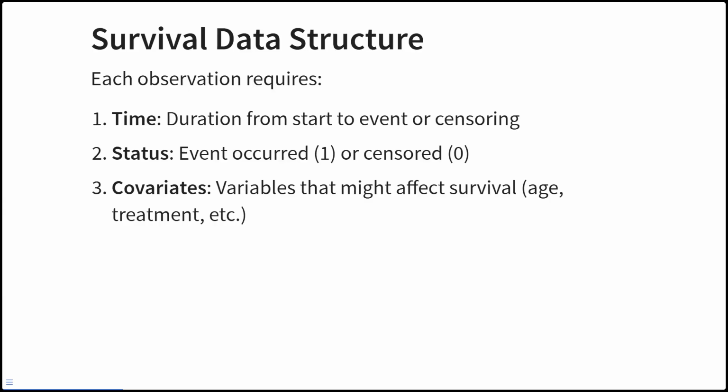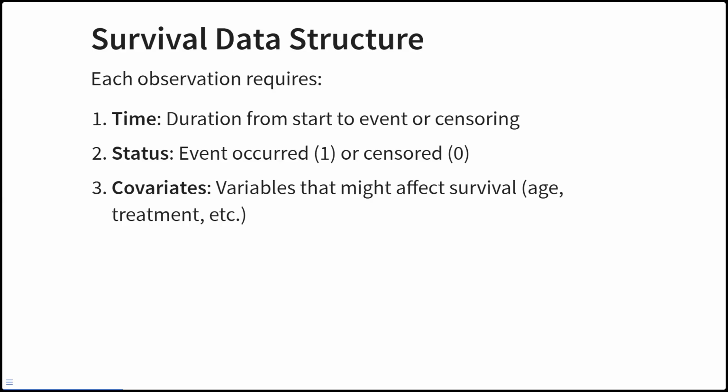The second category is the status. Did the patient die? One, that is, the event has occurred. Or the patient was lost to follow up, or the patient did not die before the study ended. Because if a patient did not die before the study ended, it's still censoring, because we don't know what happened to the patient after the study ended. So we're still going to record it as 0.